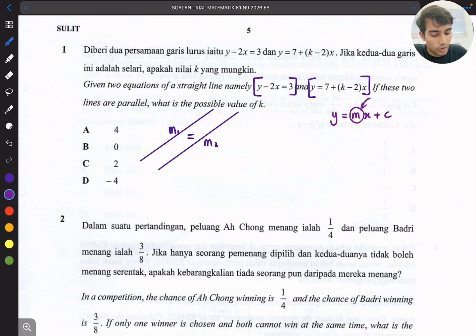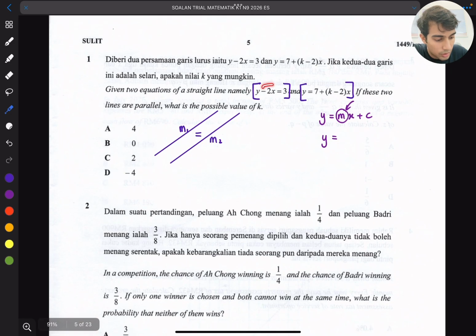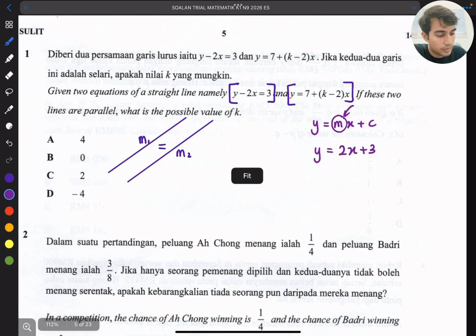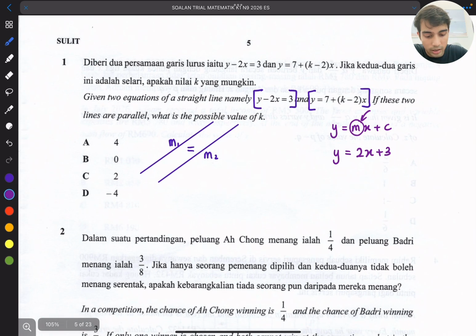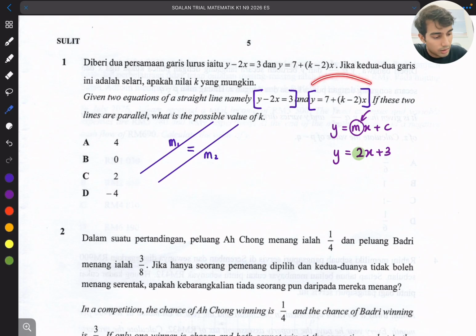Okay. So let's do the first one. This one. We make y the subject. Y equals to negative 2 we bring here will become positive 2. So 2x plus 3. So our gradient here is 2. And then we do this line. Y equals to, this looks like mx. We have m and x here. So we write this as k minus 2x plus 7.